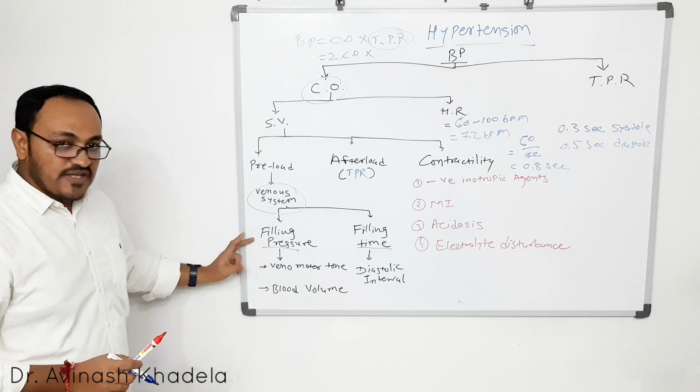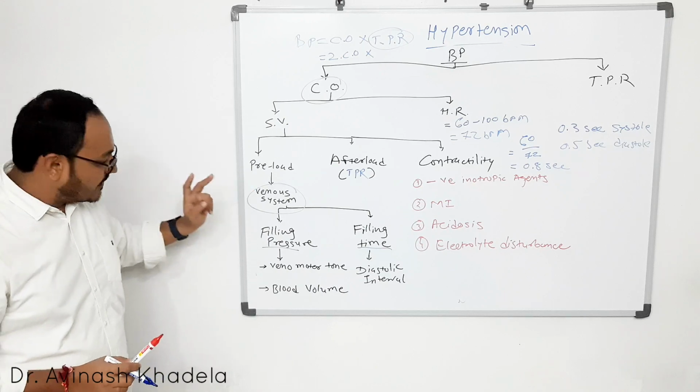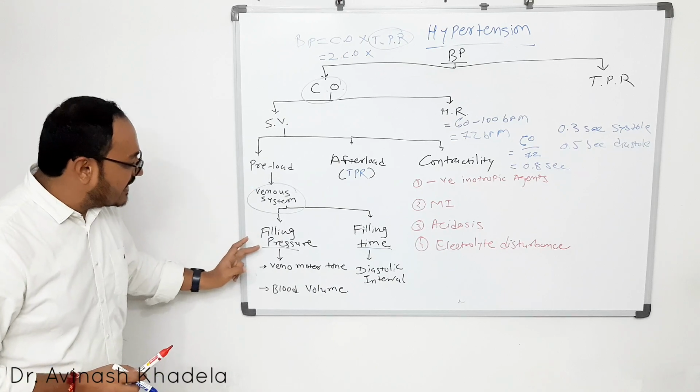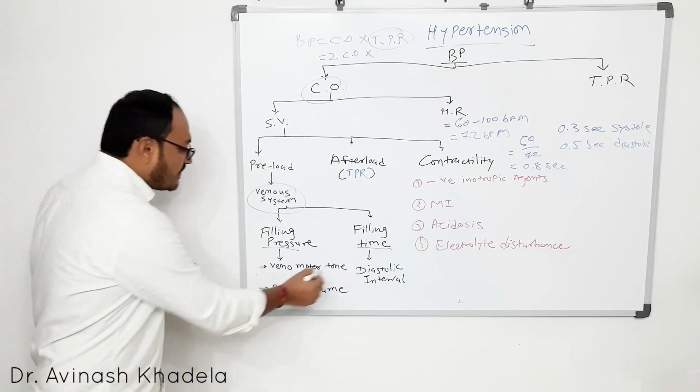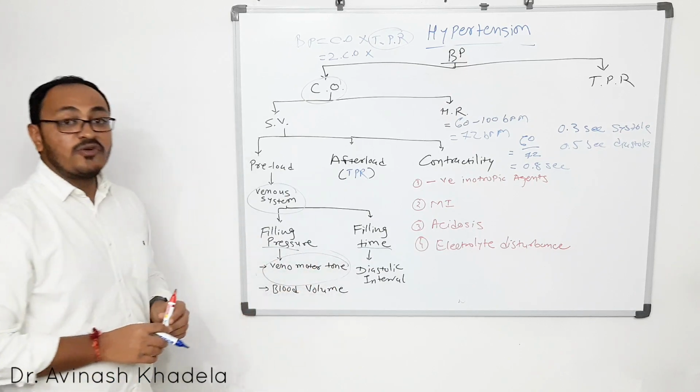Talking about the filling pressure first, which is defining the venous system. Filling pressure basically depends on venomotor tone and blood volume. Let me explain the venomotor tone first. So what is venomotor tone?